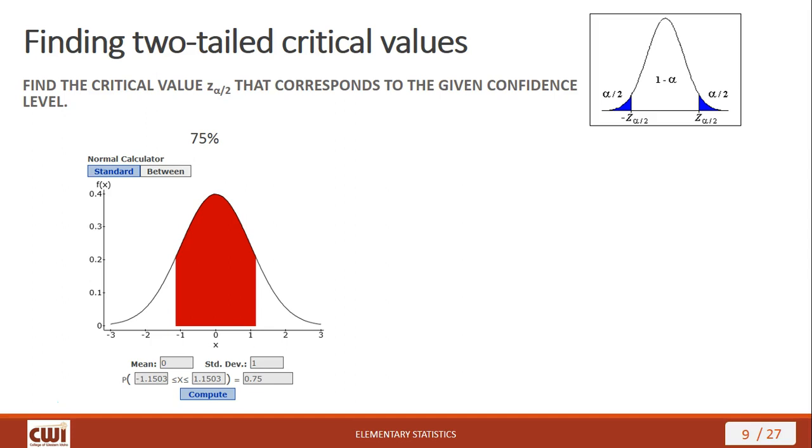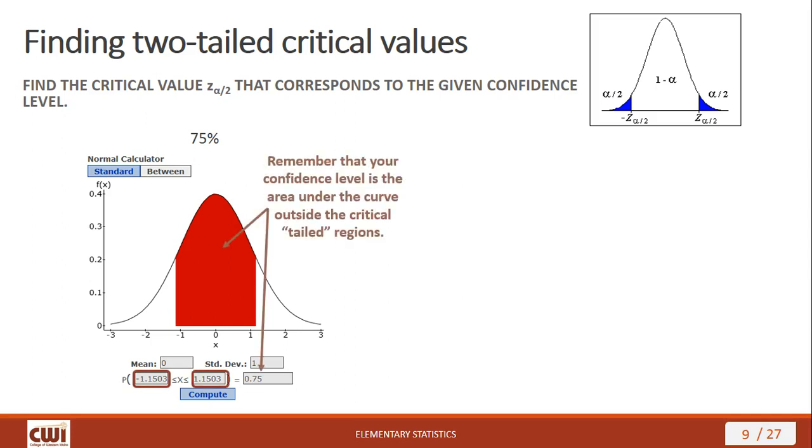Notice one is negative and one is positive. So when you're answering questions on homework assignments, for example, you need to include both the positive and the negative values, because it's both of these values that define the region in the tails. It's not just one, it's both of them. This is a two-tailed critical value.